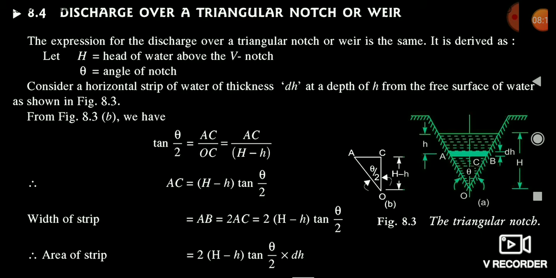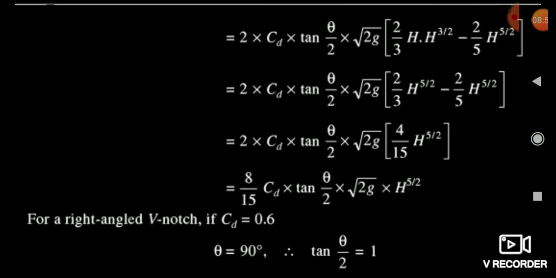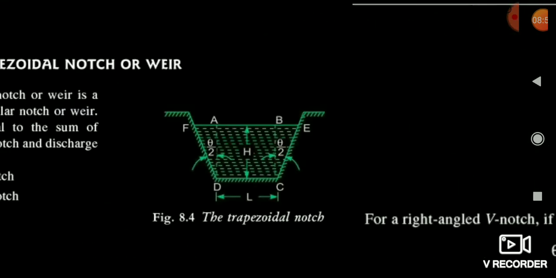So whenever the question says that it is a right angled V notch, right angled V notch means 90 degree V notch. 90 degree V notch means theta by 2 is 45 degrees, and tan 45 is nothing but 1. So you have to understand this simple logic. Whenever the question says right angle V notch, then you have to understand theta is equal to 90, theta by 2 is 45, tan theta by 2 is equal to 1, and the CD value is 0.6. So you can derive the formula: 1.417 into h to the power 5 by 2. You can see here also.